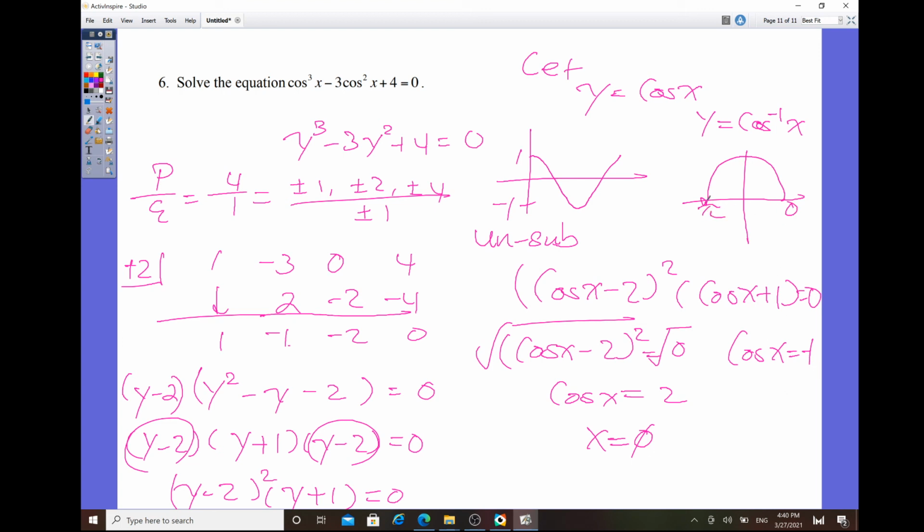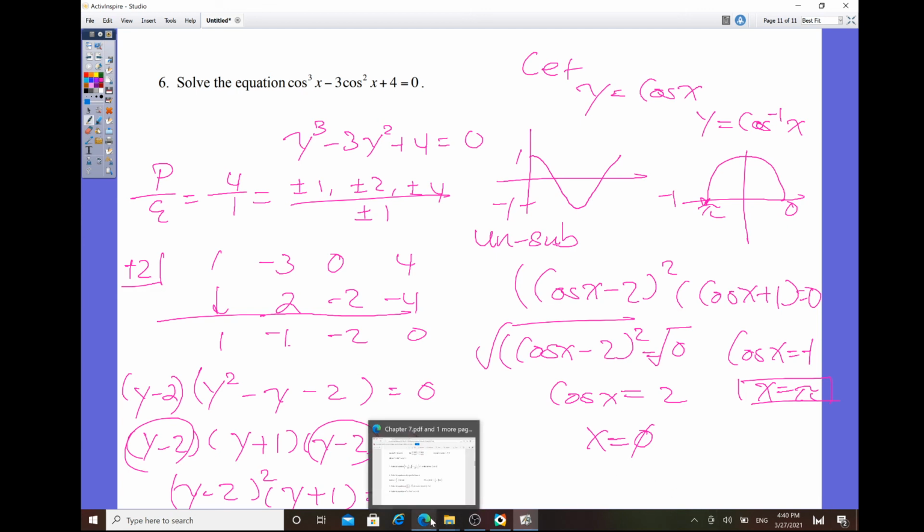So negative 1, which is over here. So the answer is what? Pi. Just like that. Again, why do we have the mandated restricted range? Because we need to satisfy the functions. You know, the inverse is also considered a function. Okay?